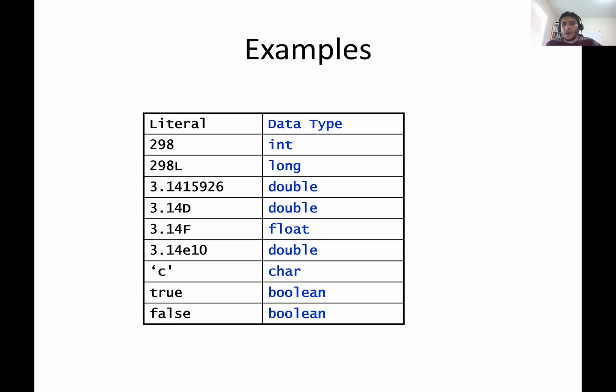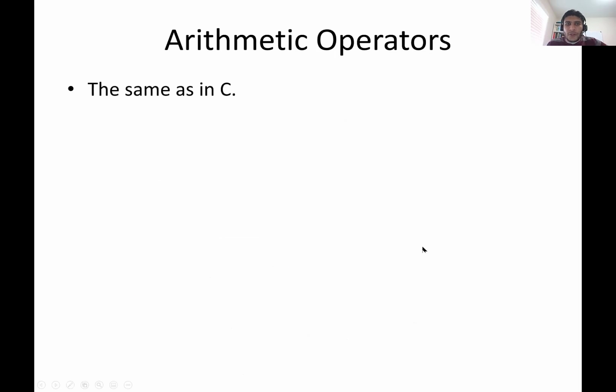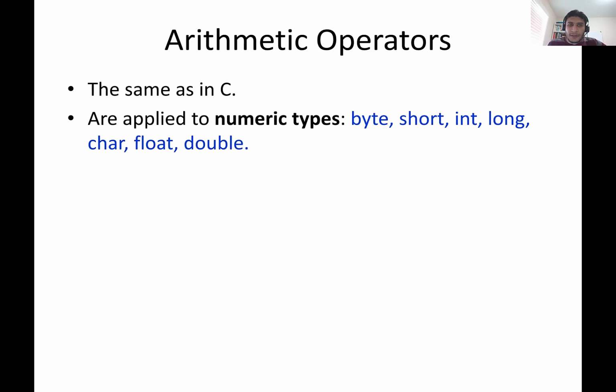Here are some examples of immediate values or literals. This is similar to constants in C as well. If you add L, it's a long. If you write it in floating point representation, it's a double. If you write F at the end, it's a float. You can also represent your double floating points in exponential form, with magnitude and exponent. This is similar to C. This is a character. Boolean is true or false. Good, no new information here. Arithmetic operations are exactly as in C, so I'm not going to discuss them.